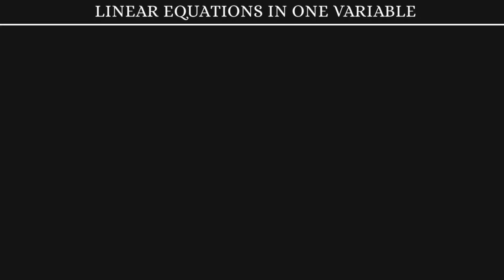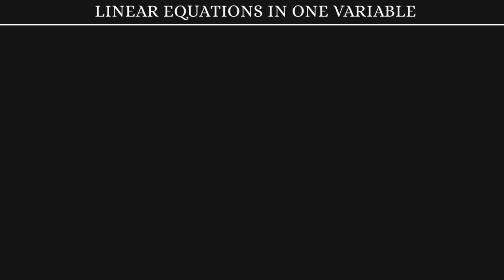Linear equations in one variable. Let's start with a simple equation. 1 plus 2 is equal to 3. Why is this an equation? You have an equal to sign in the statement, and what is on the left is equal to what is on the right.